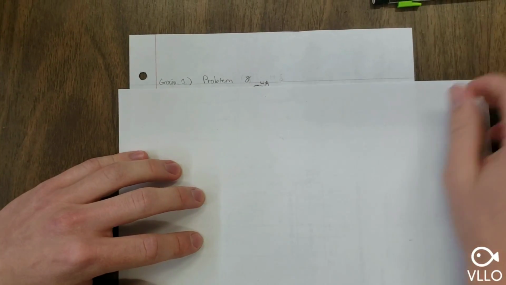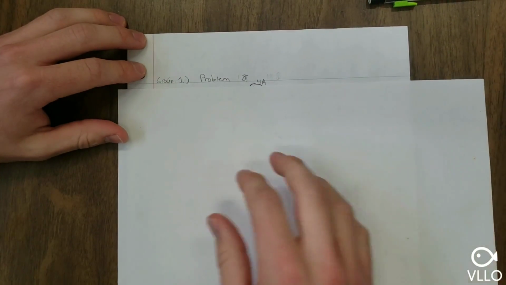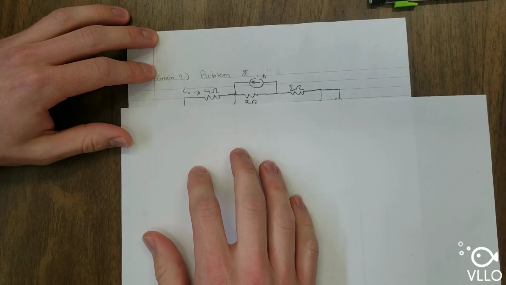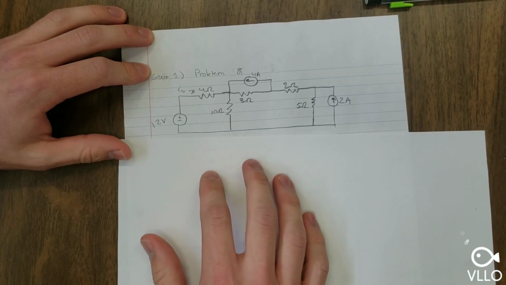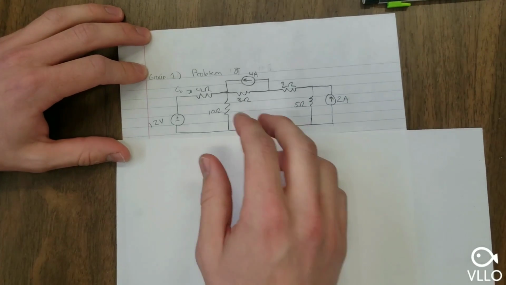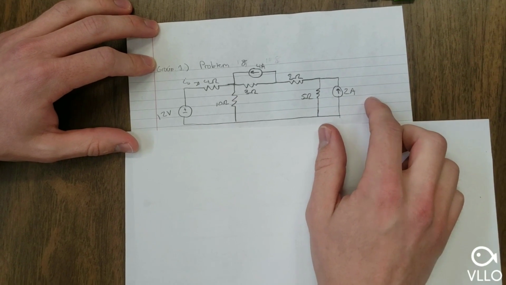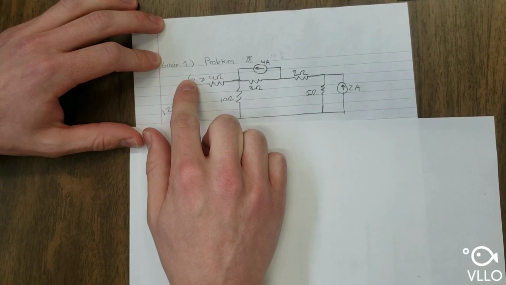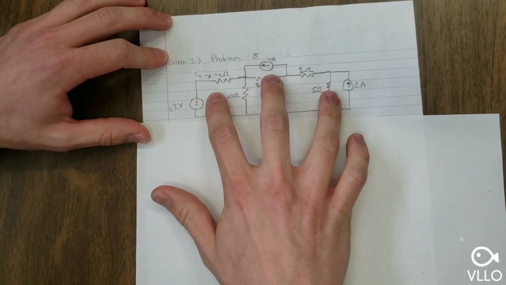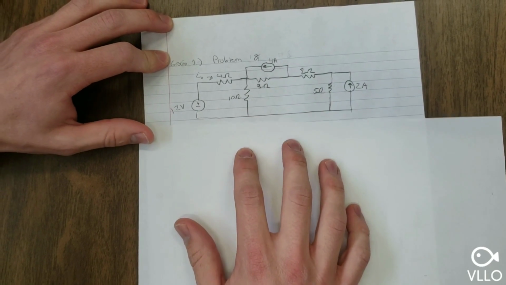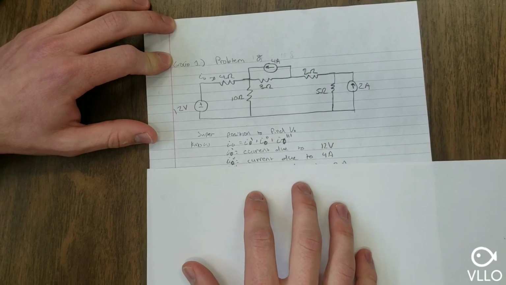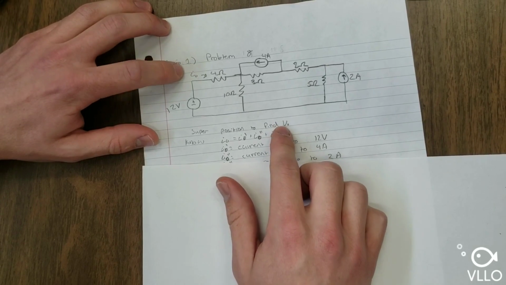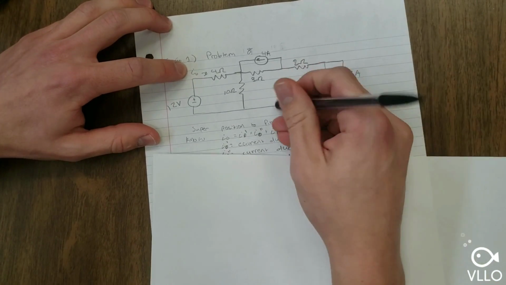Alright, so this is group 1, and we had problem 8. So the circuit we had to do is right here. We have to solve this by superposition to find I naught. And we have 3 sources. So what we're going to do is use superposition to find I naught, not V naught.